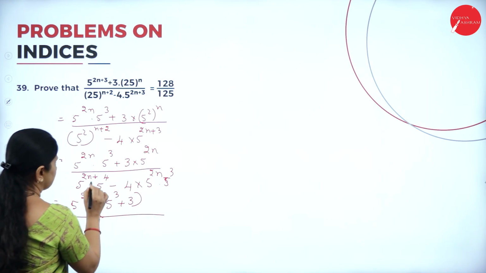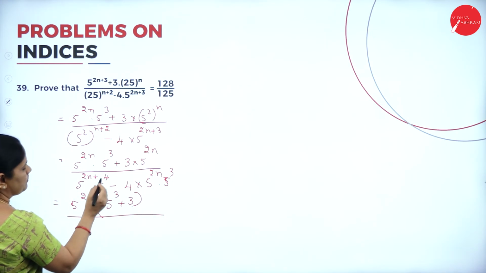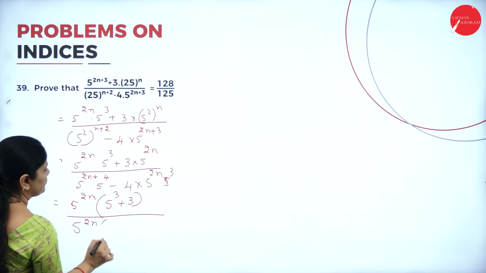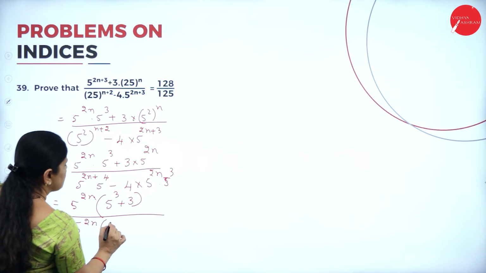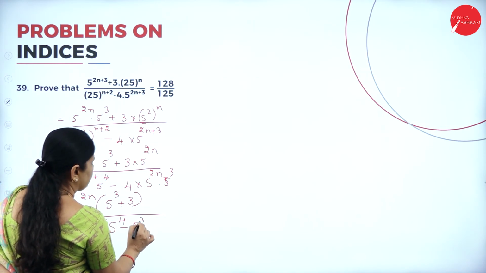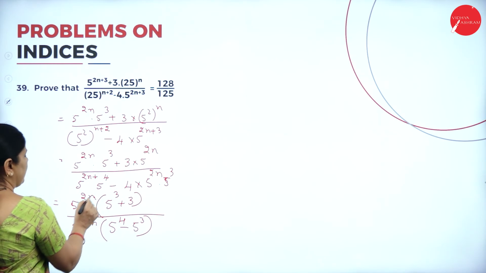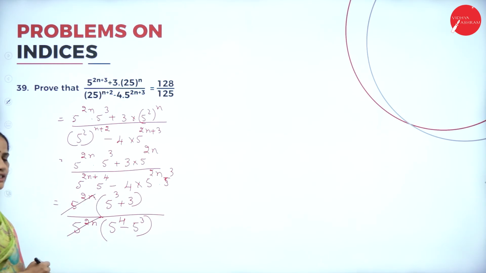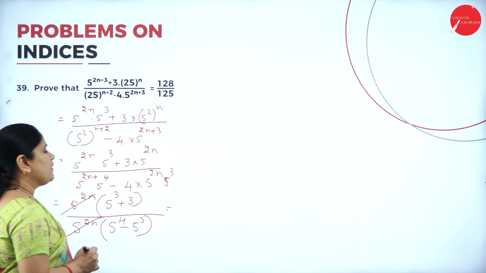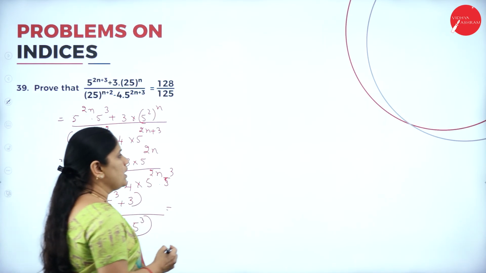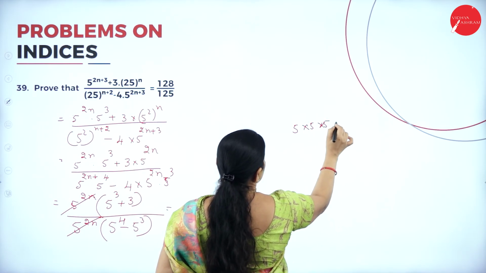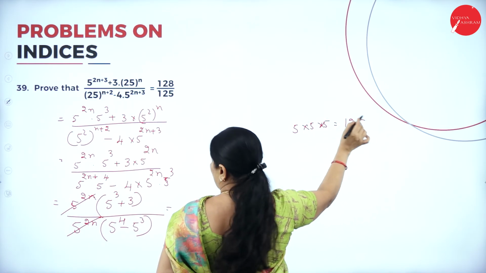Then next here, 5 to the power of 2n is common. So I will take out the 5 to the power of 2n. Then 5 to the power of 4 minus 5 to the power 3. So 5 to the power of 2n and 5 to the power of 2n get cancelled. So I am getting 5 cube. So 5 cube means what? 5 cube is 5 into 5 into 5. So that will be equal to 125.